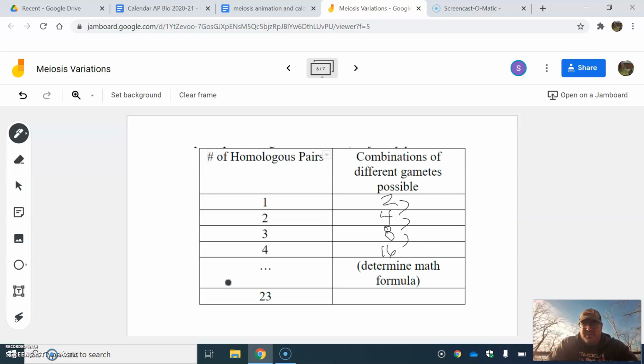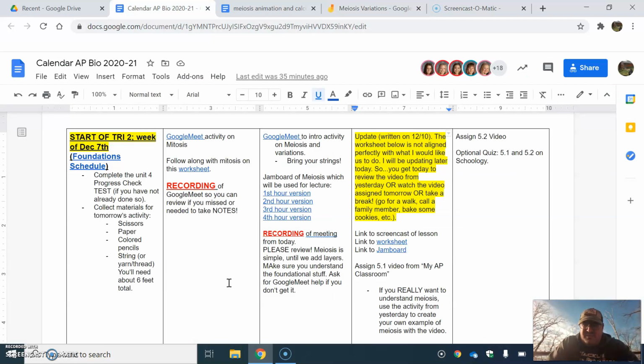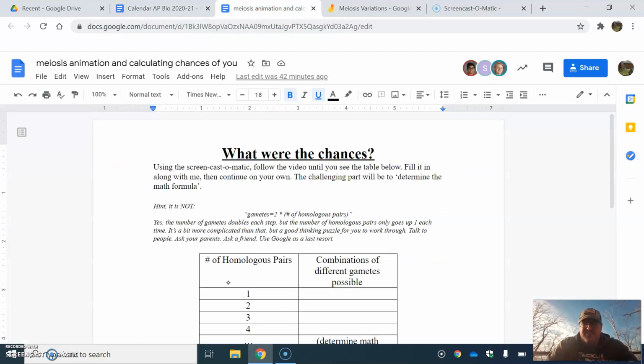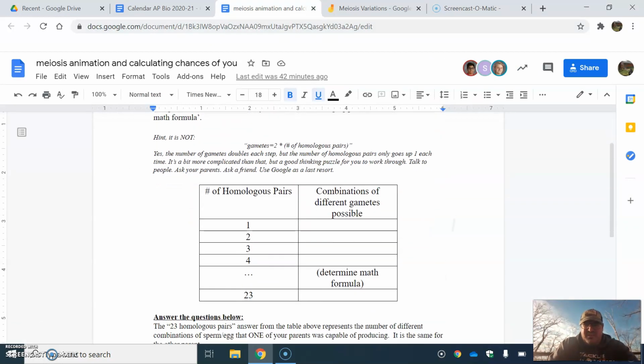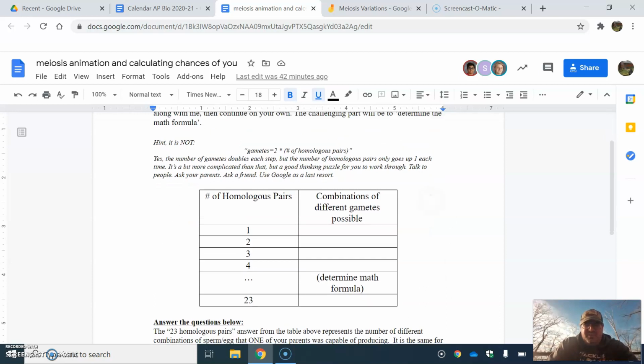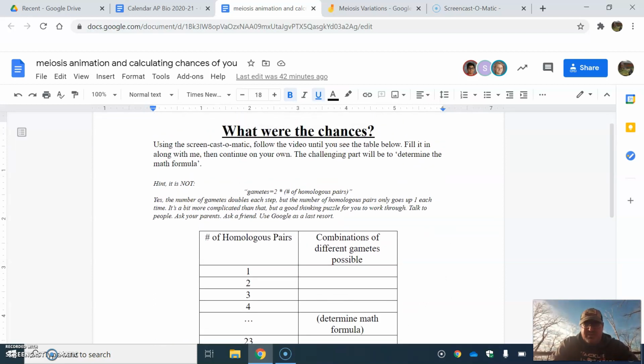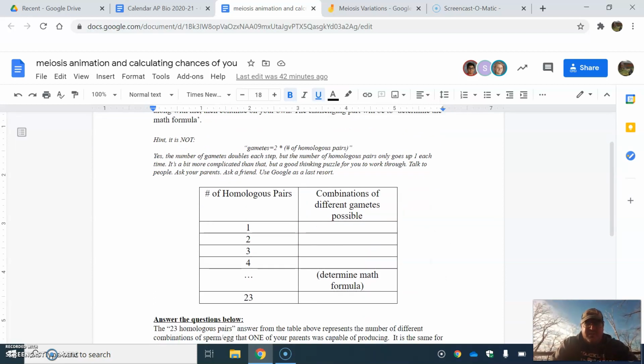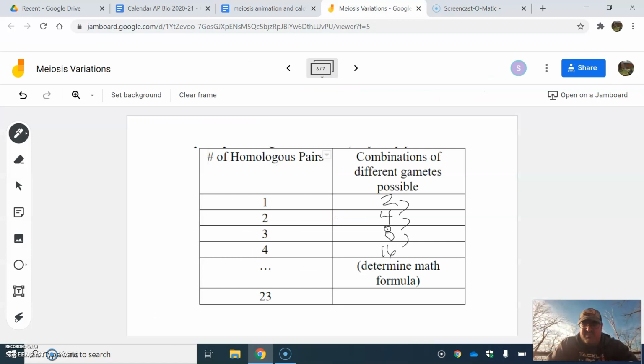Your challenge is the worksheet that you got to do with this. So again, I'll open up the calendar here. This worksheet right here is right here. That's the table you need to fill in. And it says on the top, use the screencast-o-matic, follow the video until you see that table below. You got to figure out the math formula. So kind of like a y equals x type of formula, except that we're going to have number of combinations.